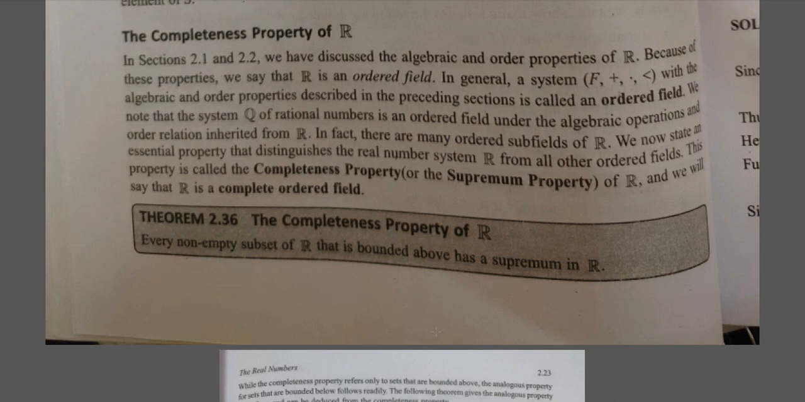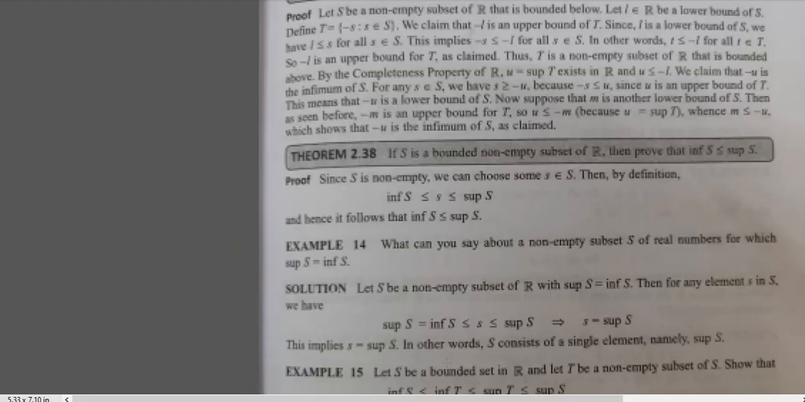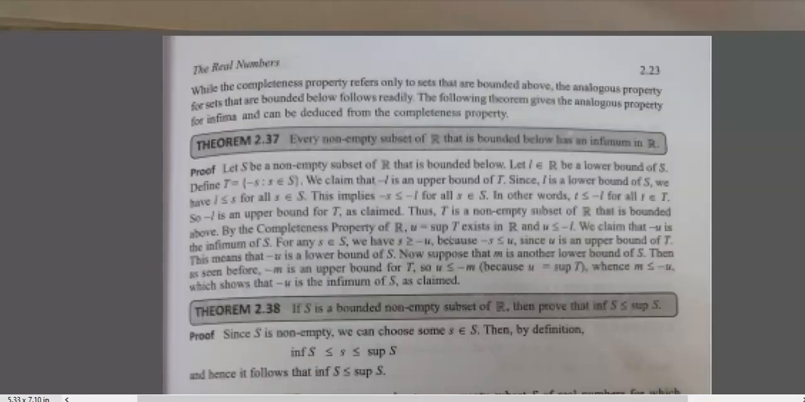Hello everyone. So we continue with the completeness property of real numbers. The completeness property of real numbers was that every non-empty subset of real numbers that is bounded above has a supremum in real numbers. Let us have a look at this theorem. Every non-empty subset of real numbers that is bounded below has an infimum in R.